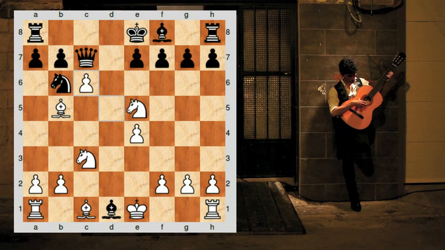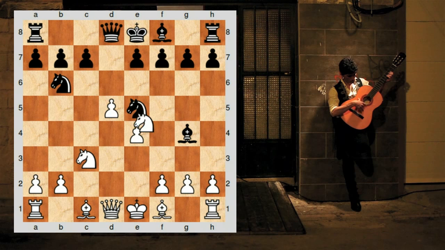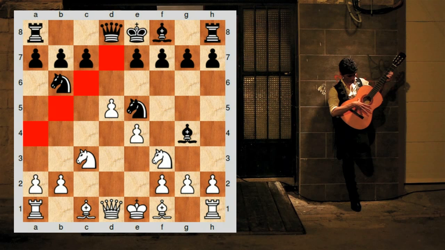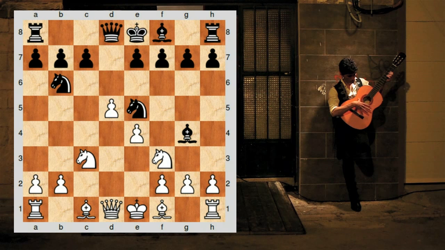And this was all made possible because we recognized the elements in the position. The weakness of the diagonal. And we asked ourselves the question, can I ignore my opponent's threats? And the answer was yes.